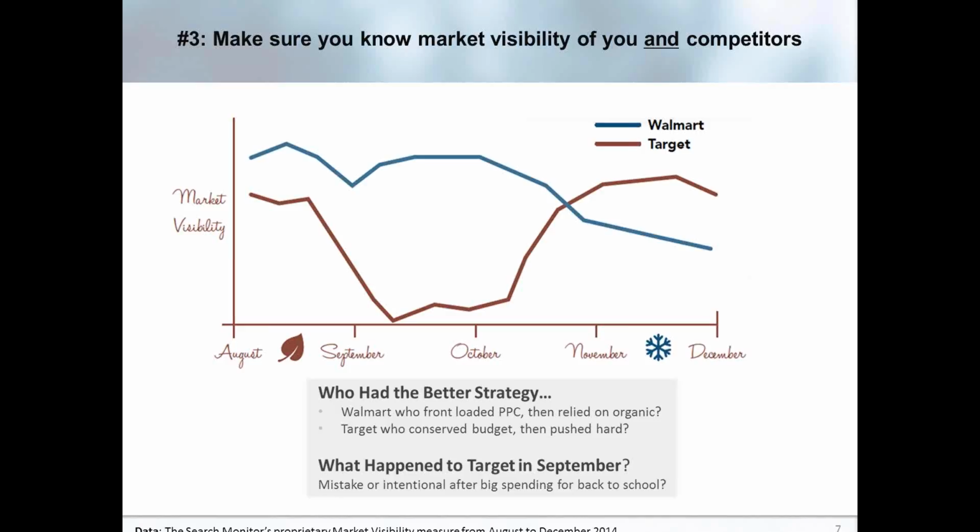When people are doing their research, you've gotten in front of them, they've done their research, and now you can sort of maybe sit back and spend a little less and rely on your organic. So this really illustrates how important it is to know the market visibility of yourself and your competition, and maybe you can take advantage of knowing when there's a dip.